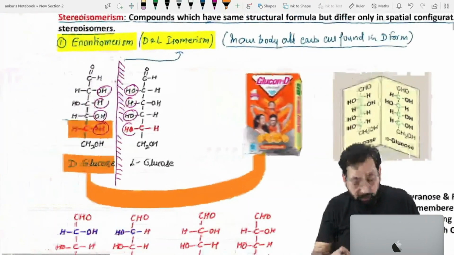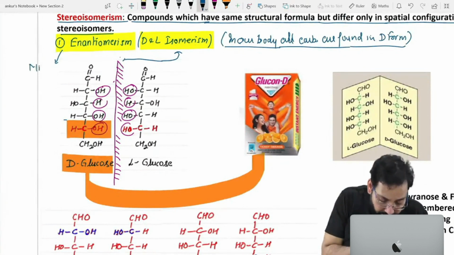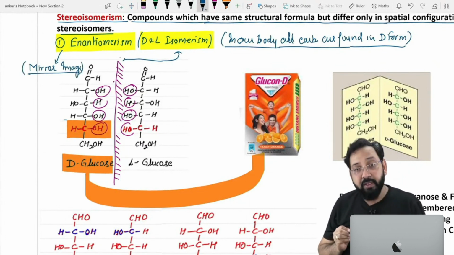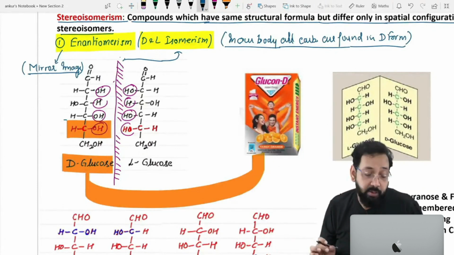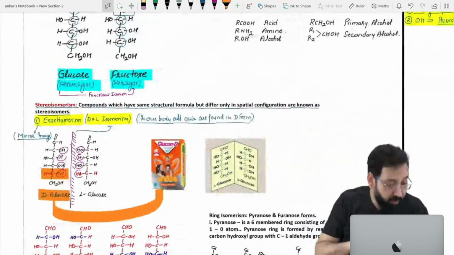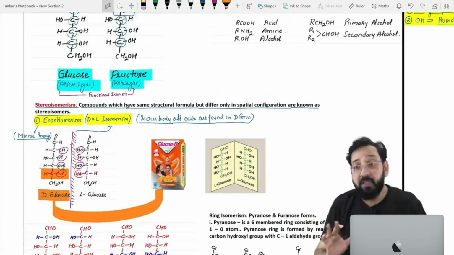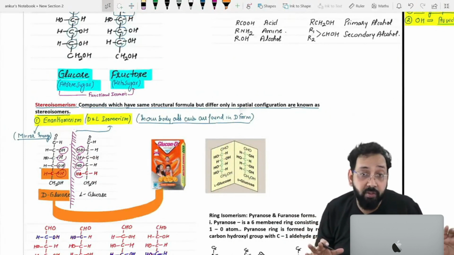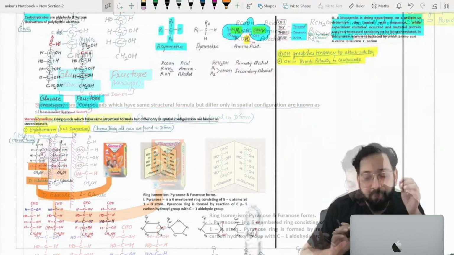So enantiomerism, or capital D and capital L isomerism, they are mirror images. So in a picture MCQ, wherever you find a mirror image or wherever you find the mirror in the image, without second thought, the answer would be enantiomerism. So in stereoisomerism, I discussed OH orientation at the penultimate carbon C5, and all carbohydrates in our body are found in capital D form.